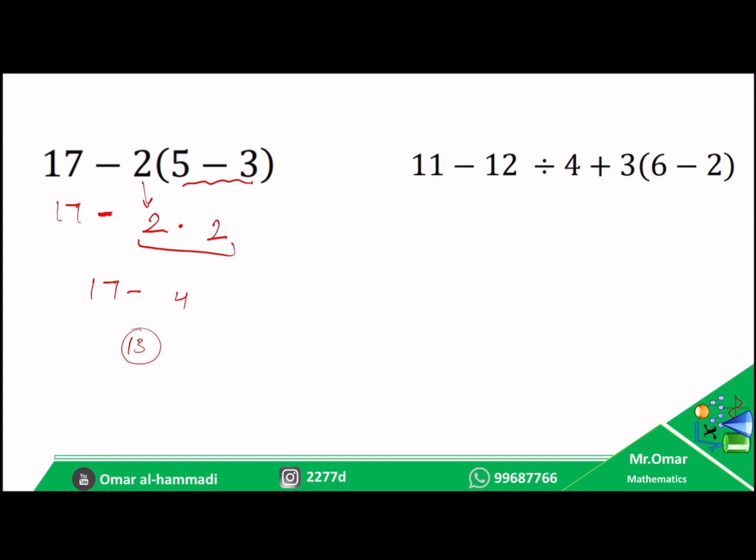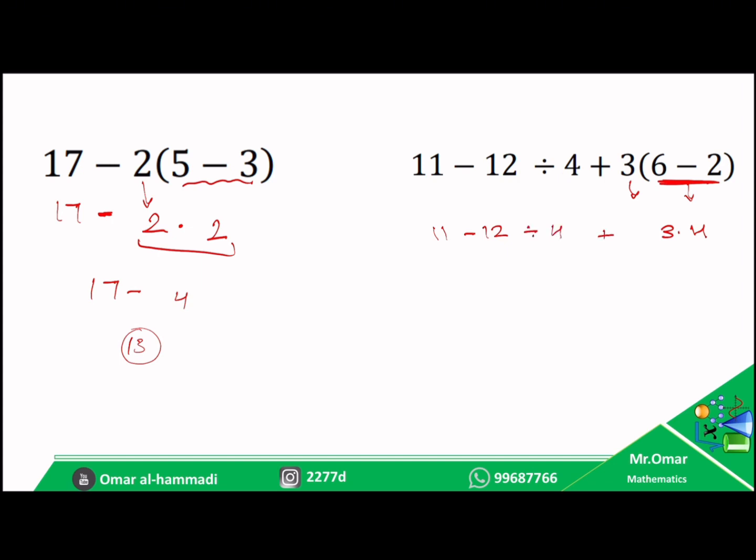Also the other one, here we have what? 6 minus 2. This is in brackets. We will start with this one. 6 minus 2 is what? It is 4. And then this goes down. 3 multiplied by 4. Here 11 minus 12 divided by 4 plus.